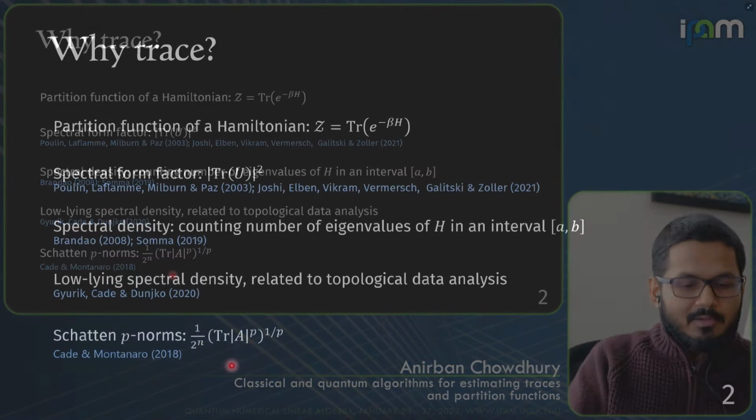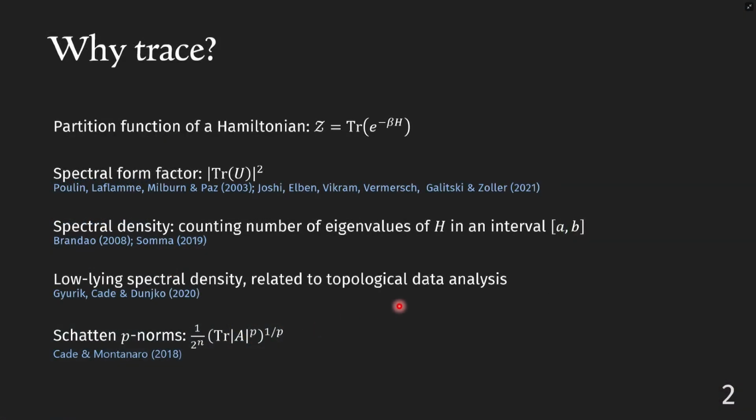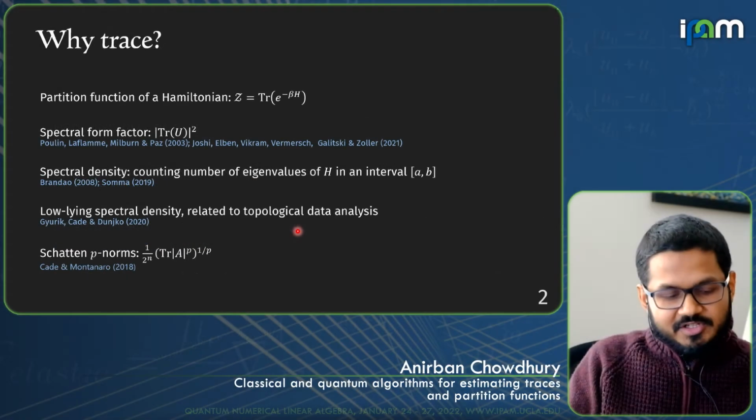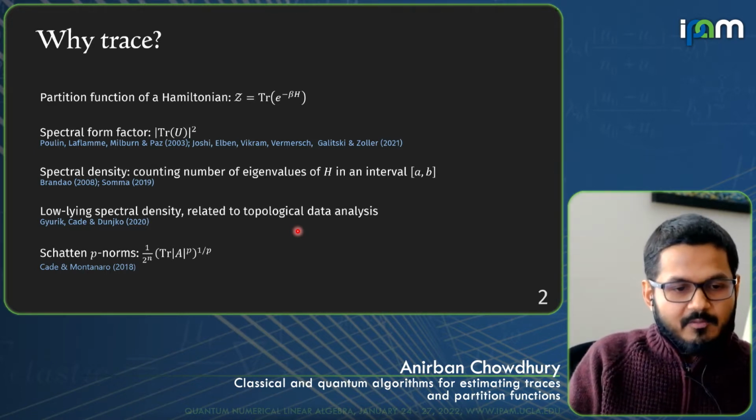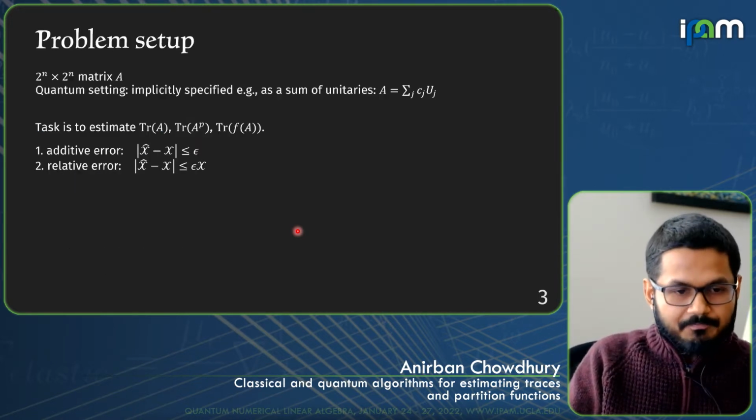Another application involves computing these things called Schatten p-norms, which again have various applications in quantum information, linear algebra, etc. So the whole point is that this is a fairly general problem for which there are lots of applications in fields we are all quite interested in. So we want to think of good algorithms for this problem.